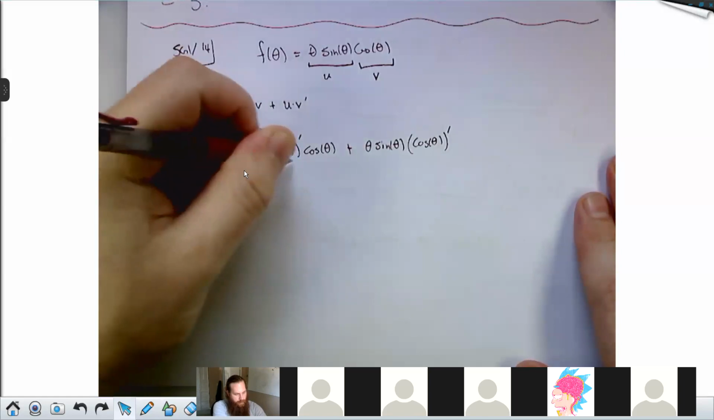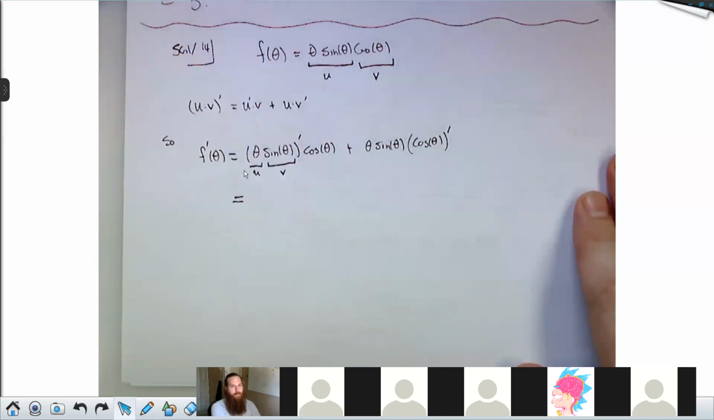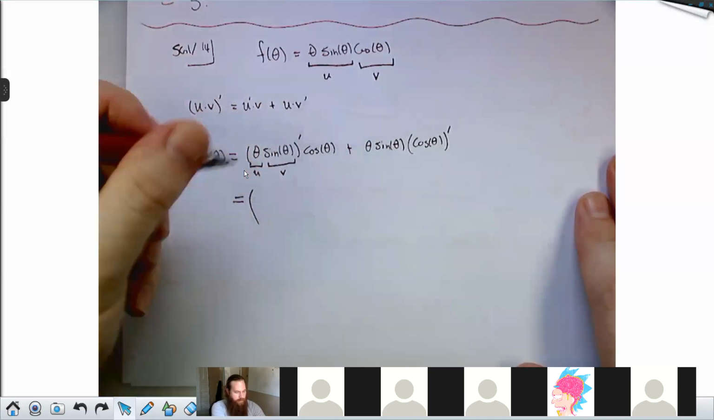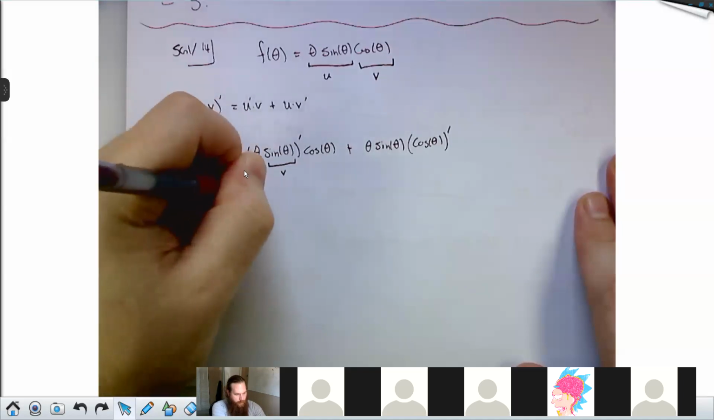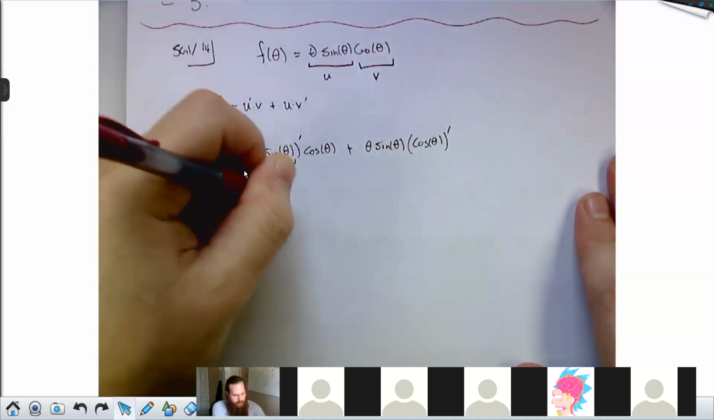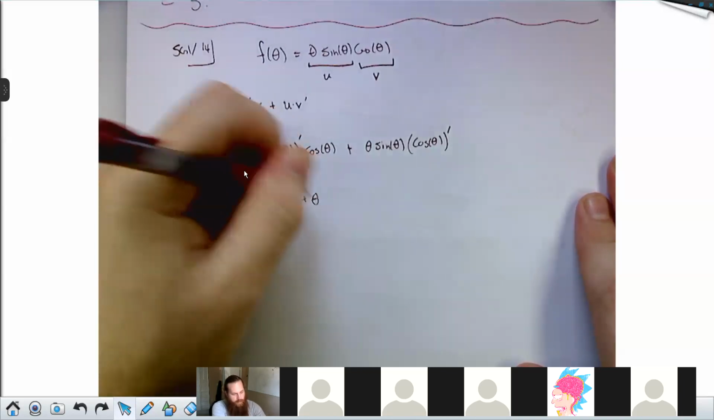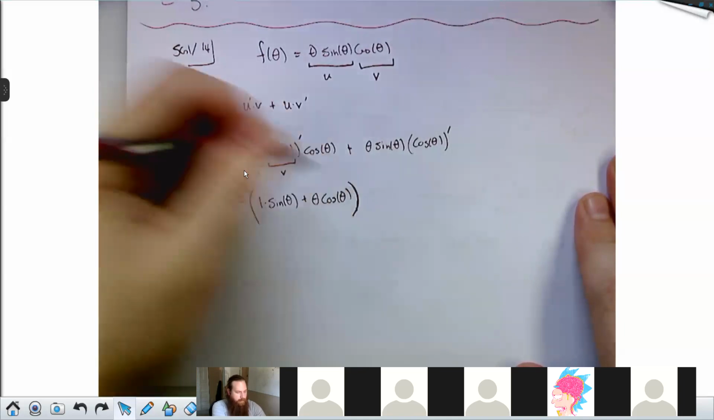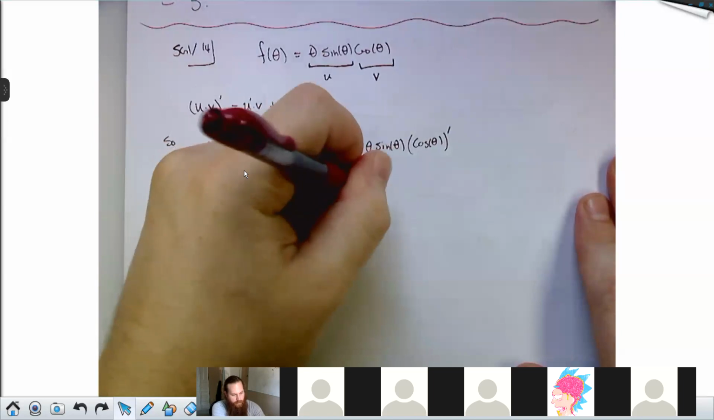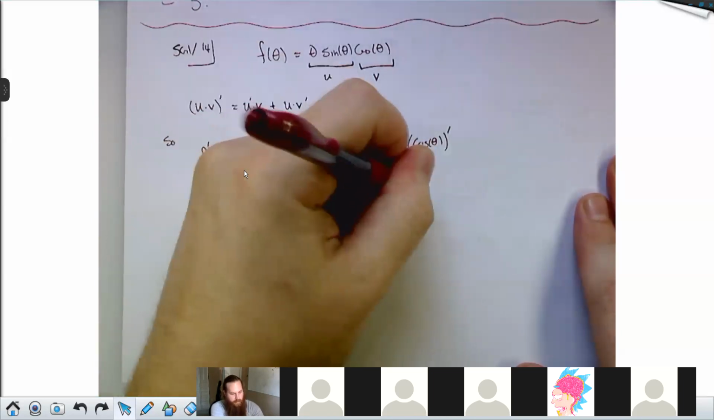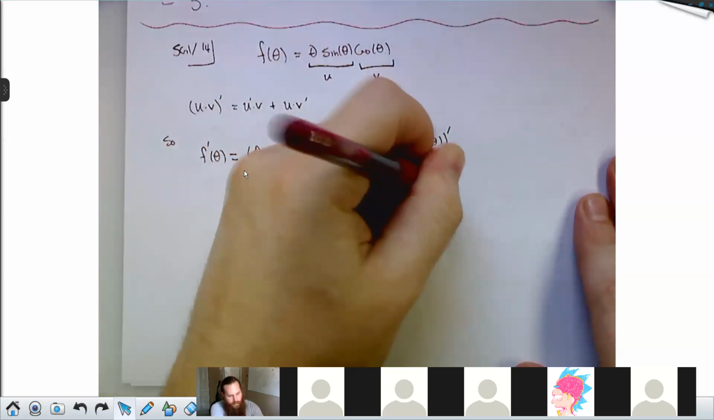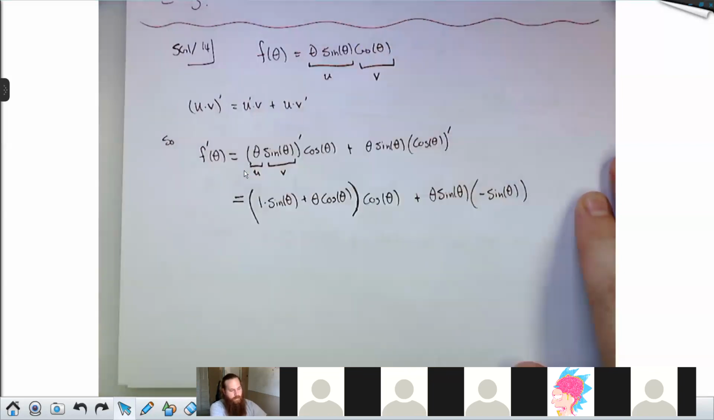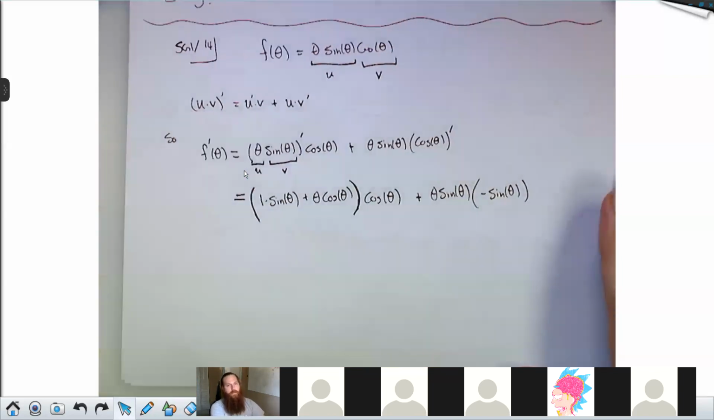Again, I split as U and V. So that theta sine theta all primed, I'm going to put that in some parens here. U primed is 1 times V is sine theta plus U is theta times V primed is cos theta. And all of this is still being multiplied by the cos theta here. And then I've got this plus theta sine theta times the derivative of cosine, which is negative sine theta. So this is what we get.